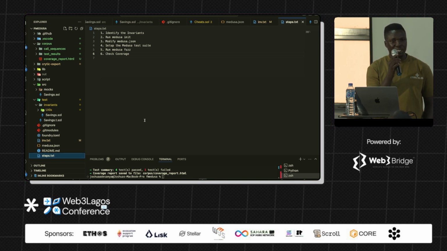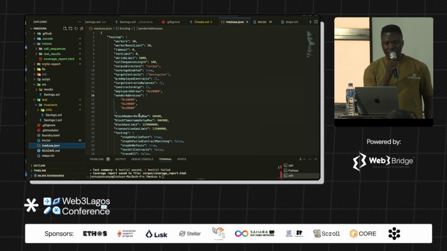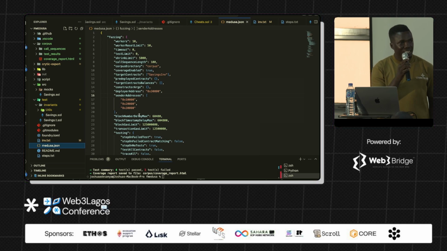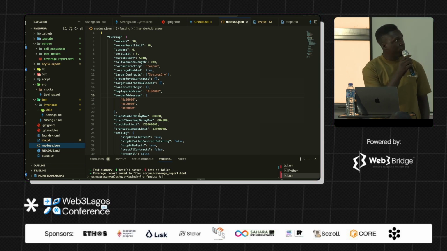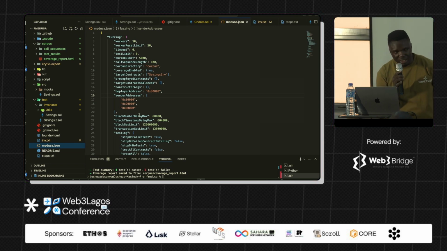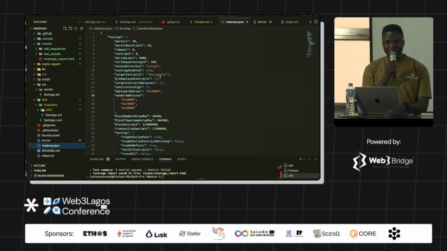We're all familiar with init. What medusa init does is that it creates this JSON, where you put in the settings for the whole fuzzing suite. There are a couple of interesting things here, and I'll just touch on some of them. One very important thing is the target contract. This is me saying this is the contract that I want you to use for the fuzzing. I'm still going to show this, so just note the target contract, very important.